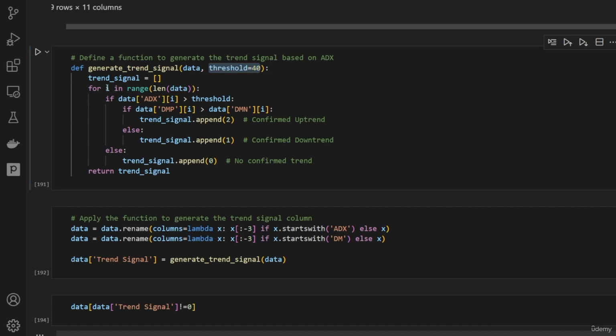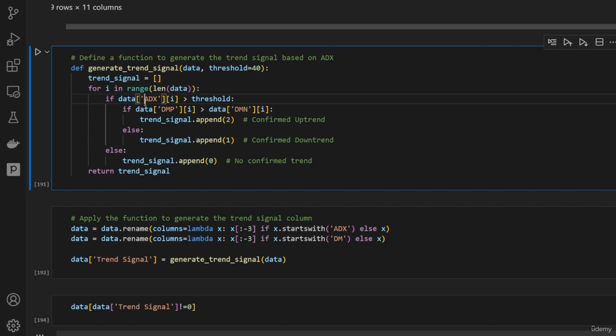So at first I have an empty list, which is trend_signal, and then for i in range length of data, which means for all the candles or all the rows within the data frame, we're checking if the data ADX value of i, the current candle, is above the threshold. This is a must. So if it's above the threshold, we can continue with the other tests. Otherwise, we are adding zeros to our trend signal list, so we don't have any signal.